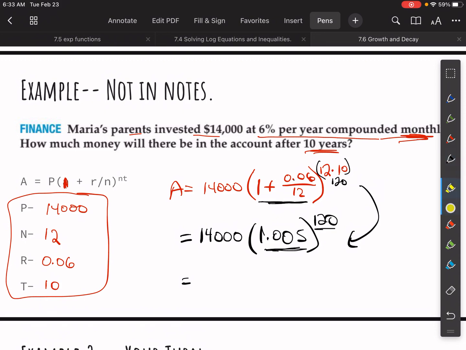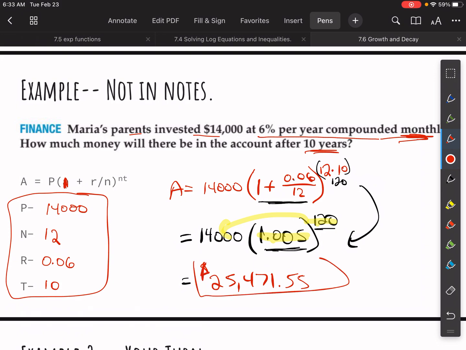Then once you do that, make sure that you do this first in your calculator. Take 1.005, take it to the 120th power, then multiply it by 14,000. And when you do that, what you should be getting there is $25,471.55. Okay, not bad for doing nothing, right? You let that money sit, gains interest, and then after 10 years, it's worth 25,000 bucks. So pretty cool. It's nice when you can find an interest rate that's 6%.